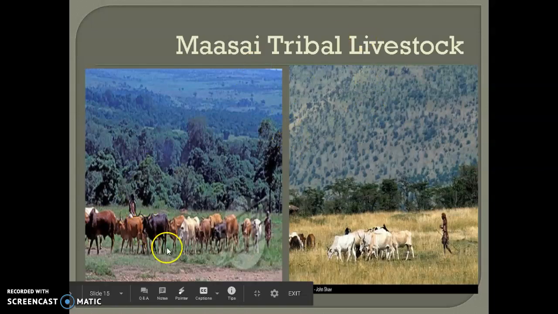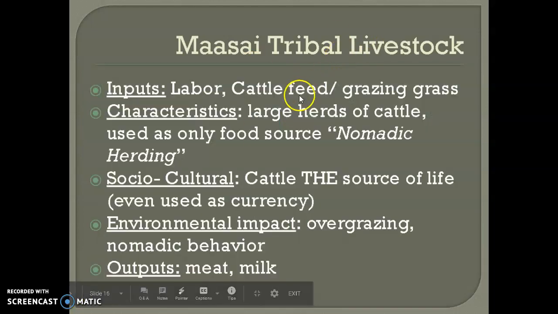Alright, so the Maasai tribal livestock, they use labor and cattle feed and grass grazing. They have large herds of cattle that are being used only as a food source, but they do nomadic herding, so they're still moving around with their herd. Here, the cattle is the source of life, and it's even used as currency. But their problem with it is that there's overgrazing and that nomadic behavior where they're just moving around with their herd, but they're getting their milk and meat sources out of it.